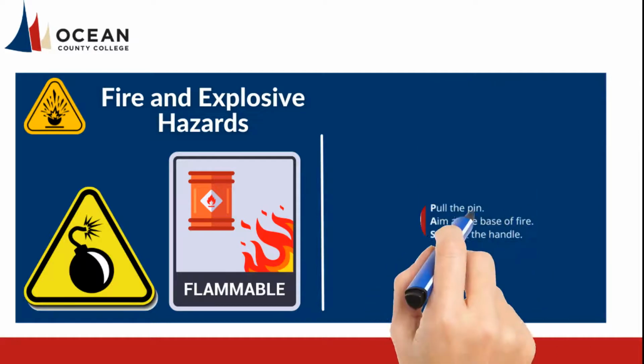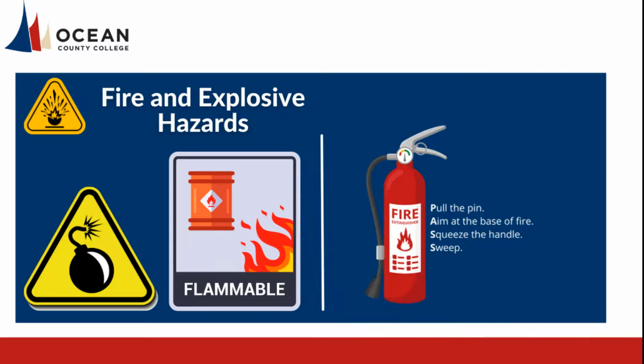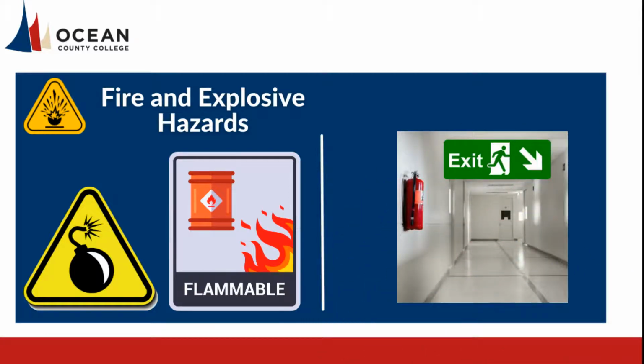Know how to use a fire extinguisher. The proper technique is summarized in the acronym PASS. Pull the pin. Aim at the base of fire. Squeeze the handle. Sweep. Also know the location of all fire extinguishers and emergency exits in your facility. Exit signs should be plainly marked with written escape routes posted around the office or facility.